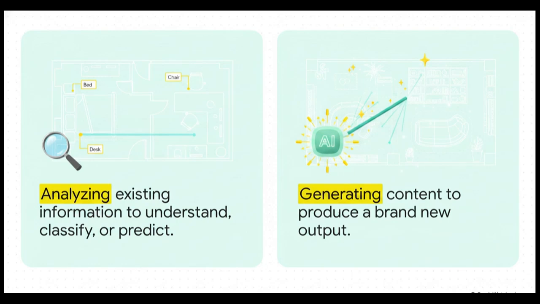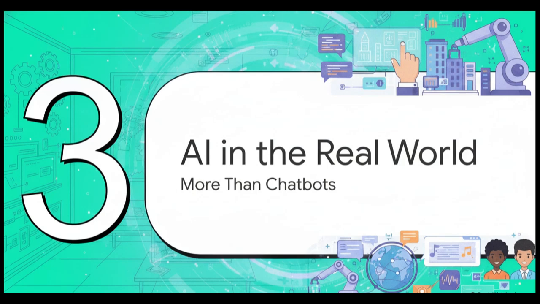Generative AI, however, is all about producing a new output. You aren't asking what's already there, you're asking the system to create a new layout that doesn't even exist yet. Analyzing looks at what is, while generating creates what could be. Moving on to section 3, generative AI in the real world.